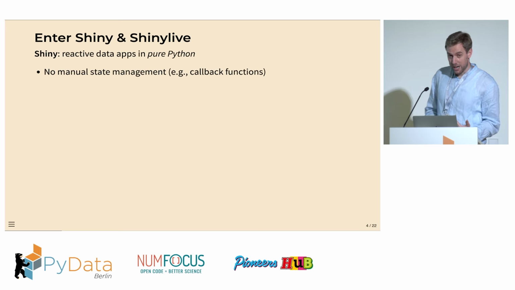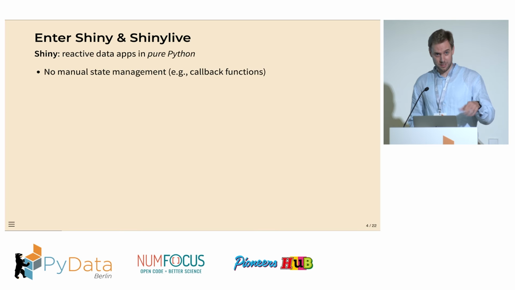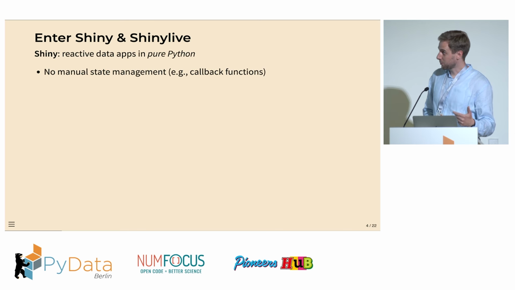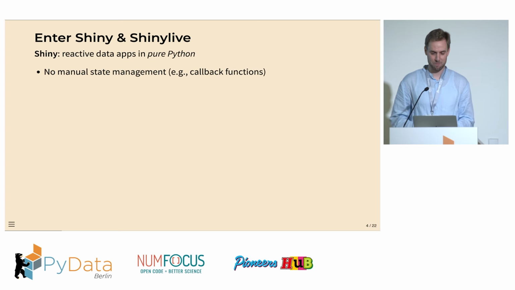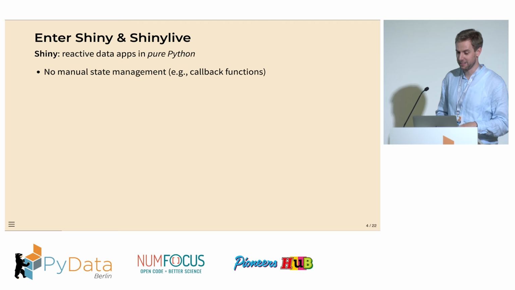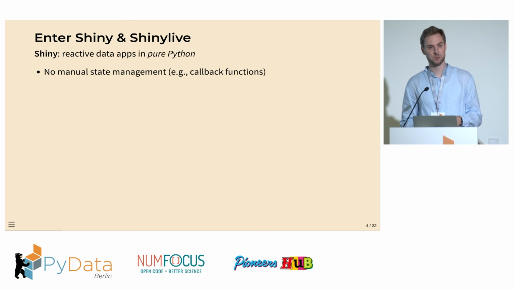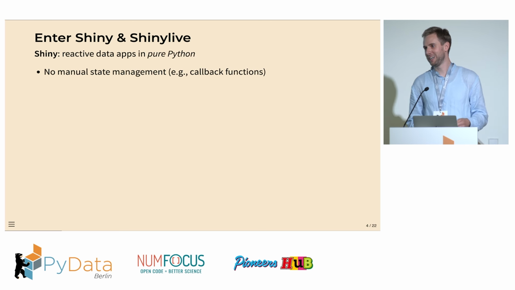The cool thing about Shiny, and I will give you a code example that illustrates this, but just why I think Shiny is cool. First, you don't have to take care of state management. So if you have written callback functions before, you don't have to do this. Frankly, that's something I, in Python, really struggle to do. So this is why I usually went back to R to do a simple dashboard.